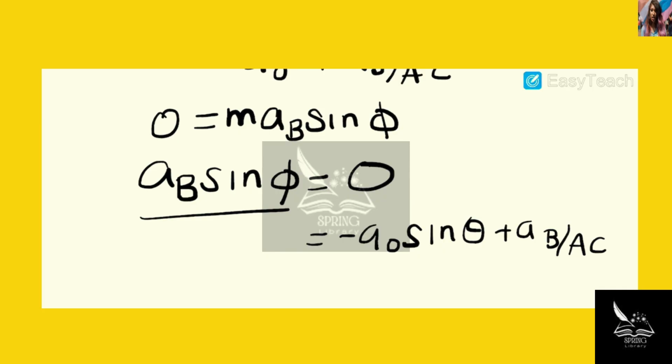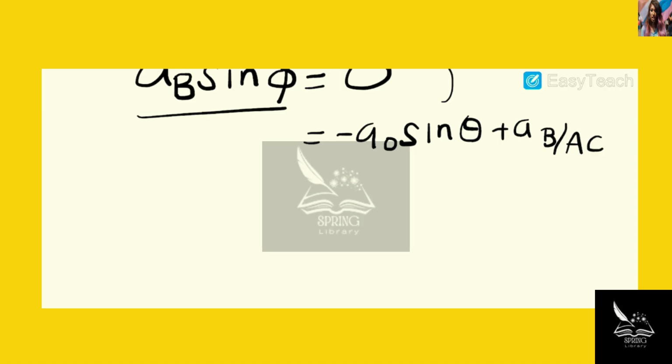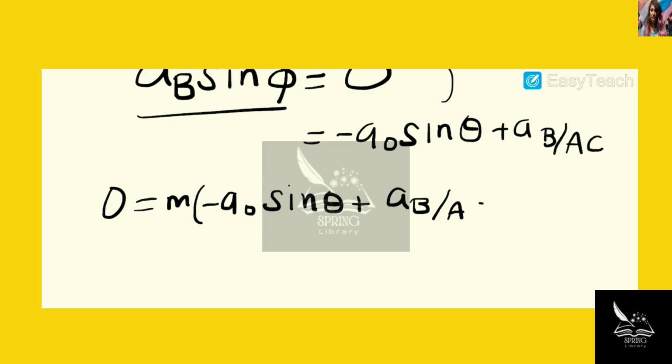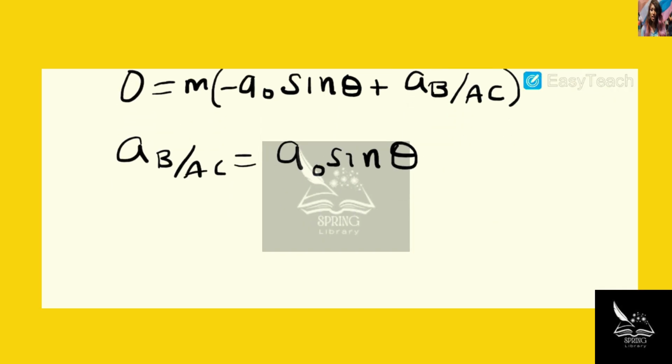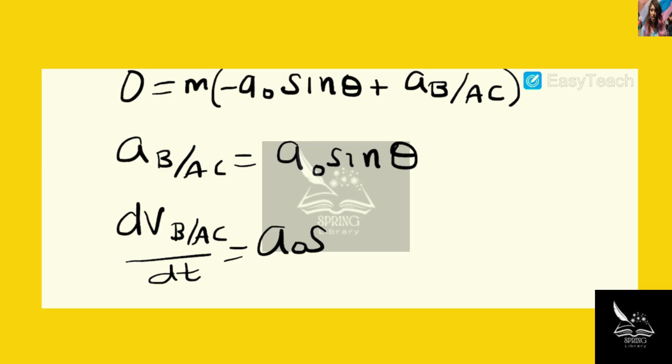Now what we can do is go ahead and plug this back into our original equation here. And what we get is that 0 is equal to m times negative A0 sine theta plus AB given AC. Therefore, we can isolate AB given AC, and this gives us that this is equal to A0 sine theta. Now we can just directly integrate this quantity because we know that acceleration is equal to the derivative of velocity with respect to time. So we can say that this is dVB given AC over dt, which is equal to A0 sine theta.